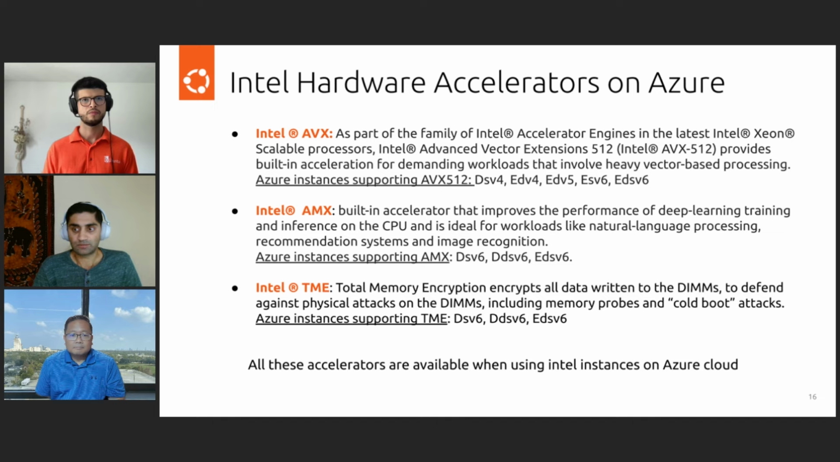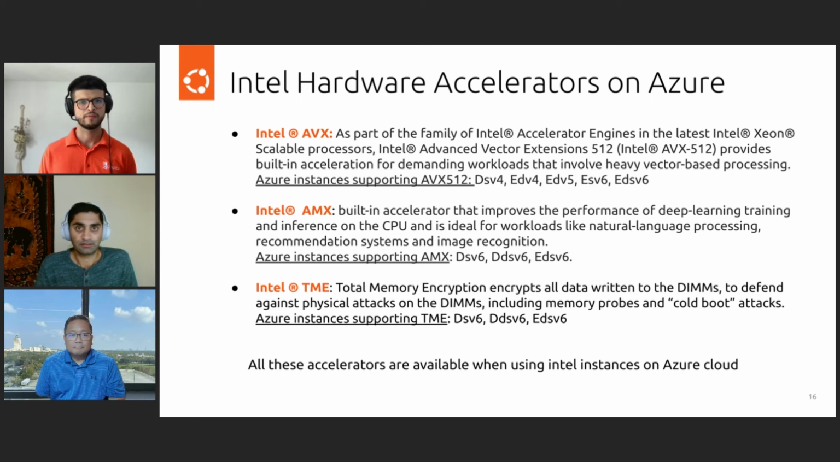So AVX, which stands for Advanced Vector Extensions, there is a 512. So AVX 512 is the latest in the series of accelerators. The predecessor to that was AVX2, which uses 256-bit registers. Now, these are very useful in workloads that have a high need for vector-based processing, such as vector search, semantic search, neural search. All of these require vector processing. And this accelerator is very well suited for those needs.